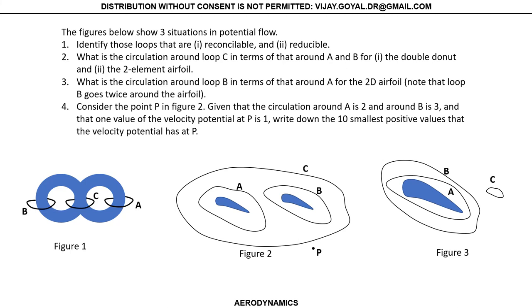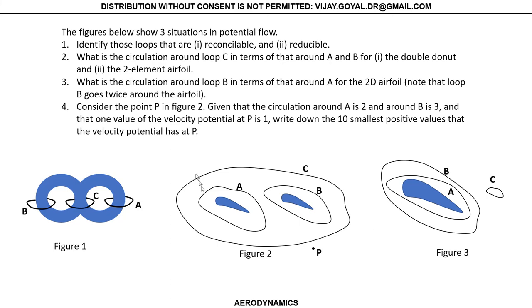Okay, and then the next thing we want to do is see if the loop C, there will be this loop around the double donut and the two element airfoils of these two, we want to determine what's the value of that circulation loop. Then the next thing we want to see is what is the circulation of this loop, the circulation of this loop around this airfoil. The last thing they're asking is to give a suggestion of the possible values of a velocity potential that can be located here if P has a value of 1.